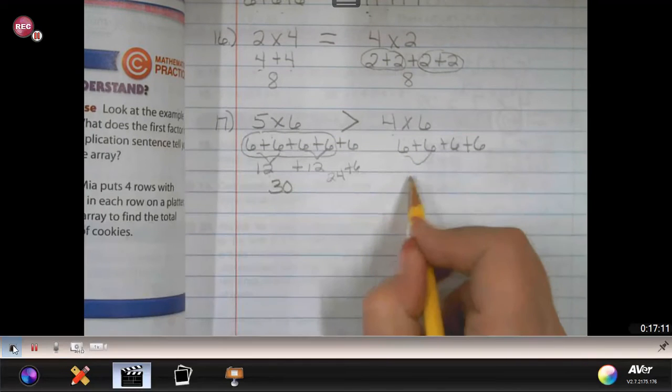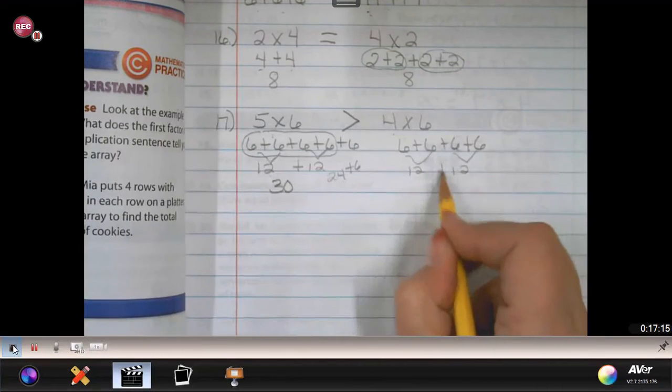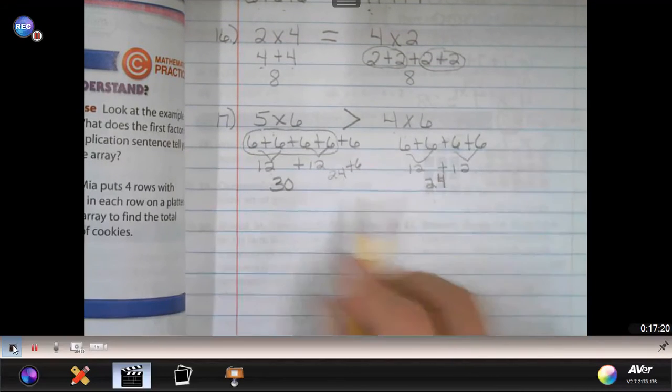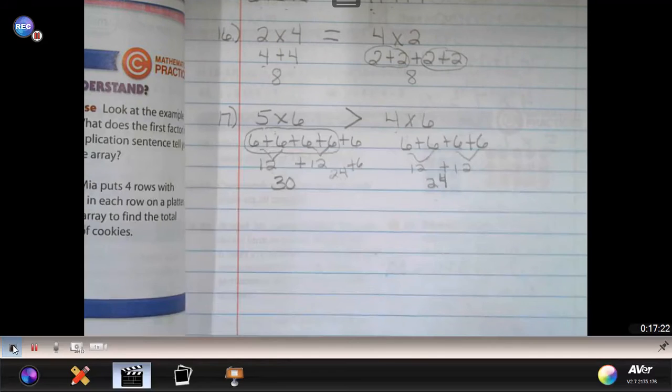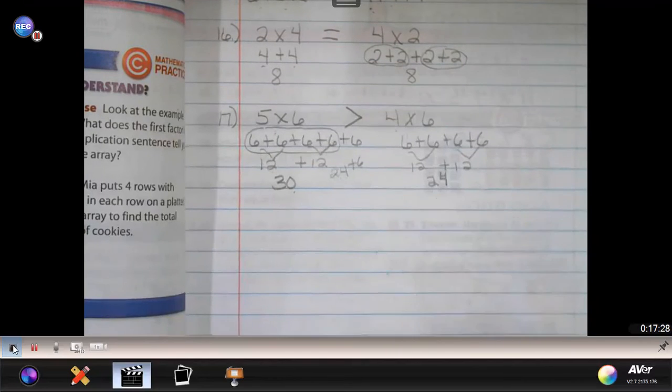And 6 plus 6 is 12. And this group of 6 plus 6 is 12. And we just did that earlier. So this is going to be 24. So we know that 30 is greater than 24 when we compare the two amounts.